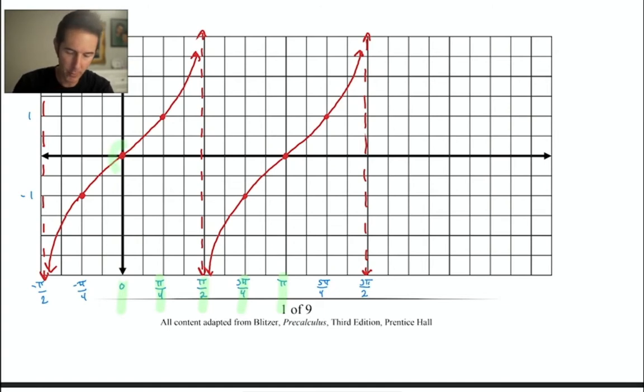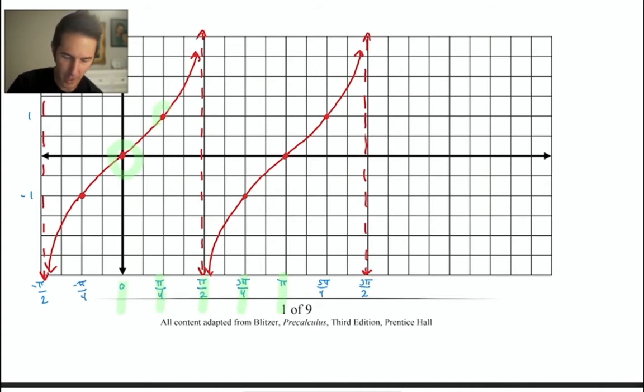Look at this y value right here. What's that y value? 0. What's the reciprocal of 0? 1 over 0, that's 1 divided by 0. Division by 0, that's undefined. Graphically, that should show up as an asymptote. And it will when we get down to graphing the cotangent function.